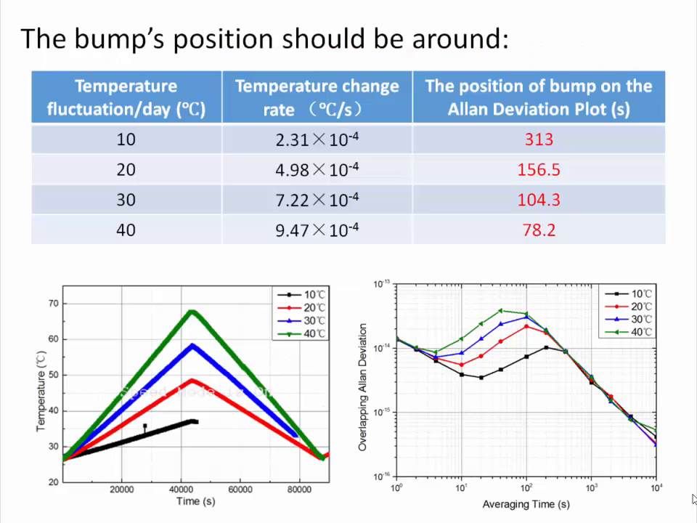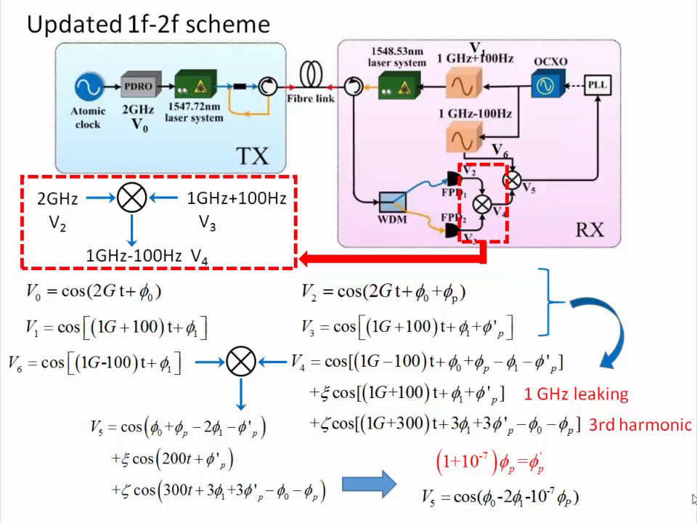This table is the calculation result from the last slide. You can see for 10 degree temperature fluctuation in one day, it will cost about 300 seconds, and for 40 degrees, it's about 80 seconds. And it matched very well with the experiment. So we confirmed that the bump comes from the nonlinear effect. Then how to remove it?